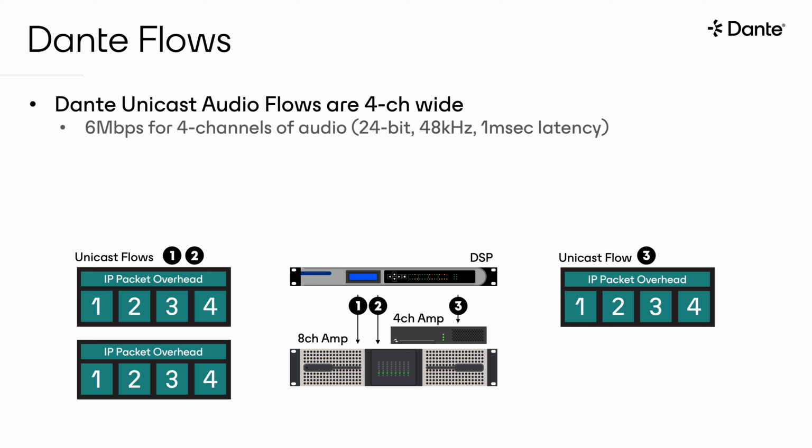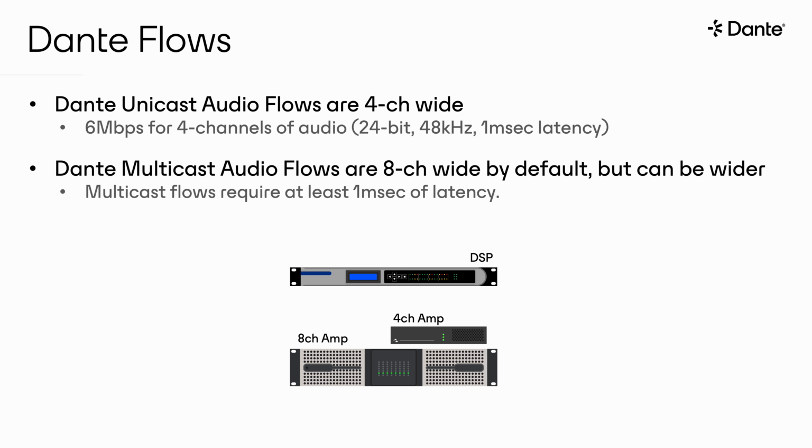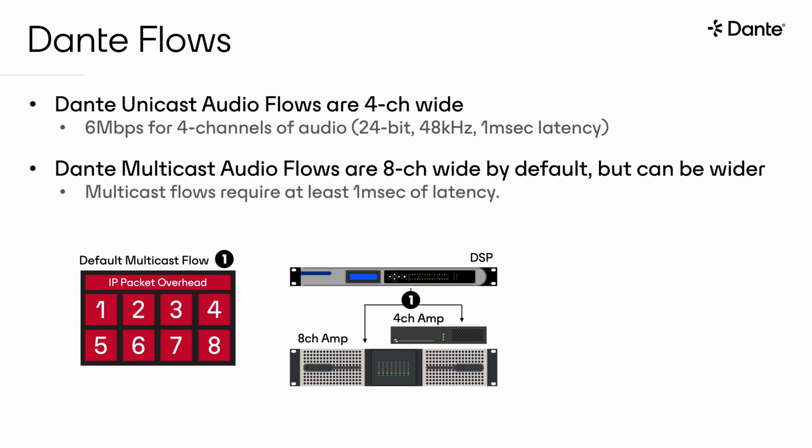Unicast is the default behavior for Dante flows. But if both amplifiers were receiving the same signals, we could create a multicast flow instead. With multicast, we can bundle audio into 8, 16, and even 64-channel flows. Once transmitted, multicast packets can be received by as many destinations as needed. Even if an amplifier only needs 4 channels, it can accept the channels it needs and ignore the rest.